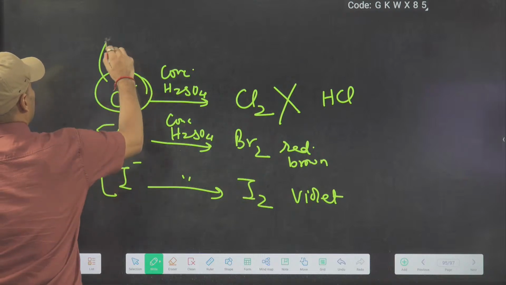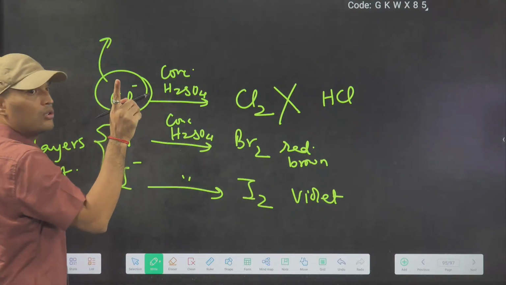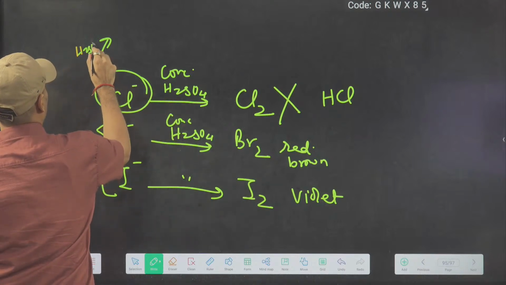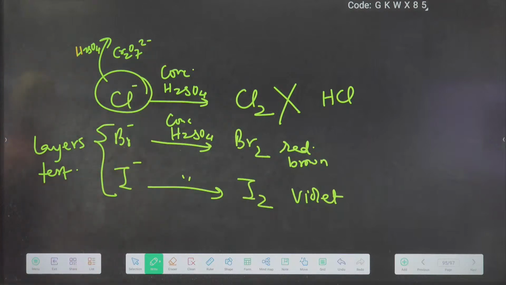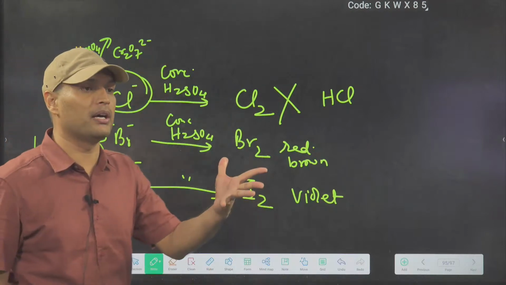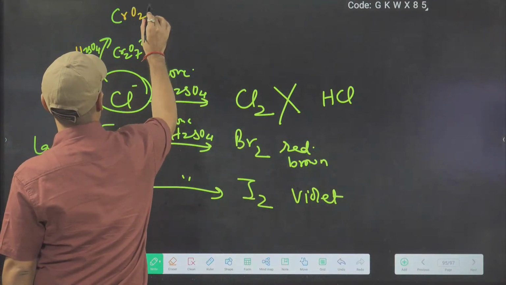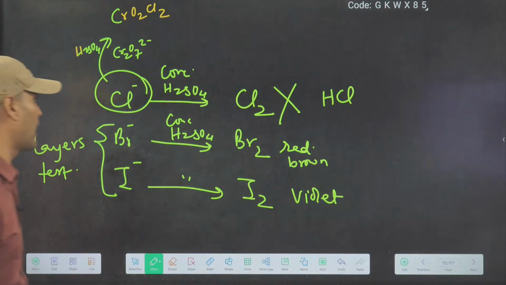What is the test for Cl minus? You have studied chromyl chloride. Do you remember chromyl chloride? H2SO4 with dichromate, Cr2O7 2 minus. What is formed? Red vapors of chromyl chloride.